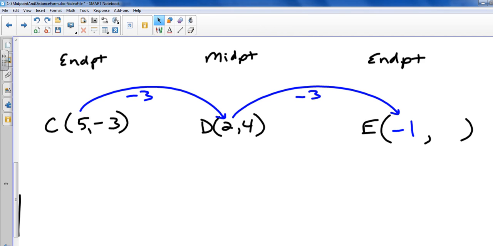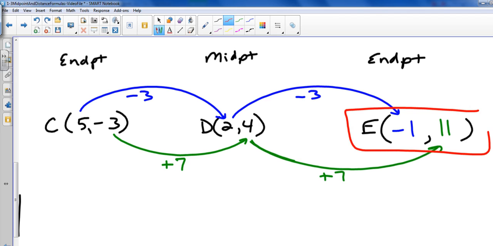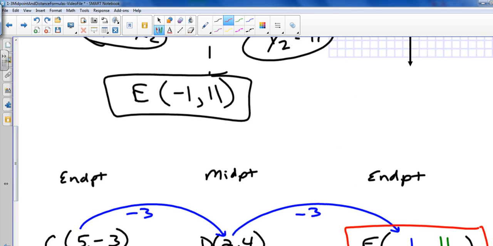Let's do the same thing, but let's do it on the other coordinate, the y coordinate. So from negative 3 to 4, how do I mathematically get from negative 3 to 4? Hopefully you're saying something like add 7. Negative 3 plus 7 gives me 4. So I've got to go, whoops, a little further. I've got to go from 4 to something, and I'm going to do the same thing, so I better be adding 7. 4 plus 7 is giving me 11. We just determined that the other endpoint, E, should be the coordinates negative 1, 11. Same thing as what we had right here. Coordinates negative 1, 11. Just a different way of thinking about it.